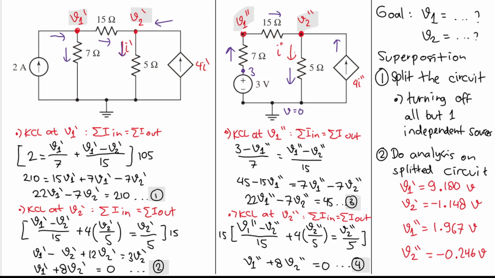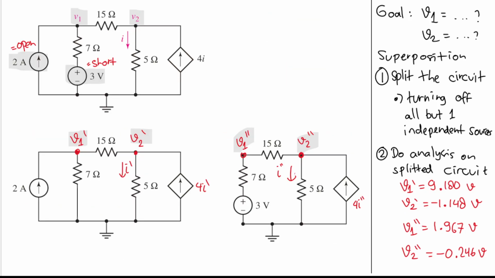Okay, let's clean up our slide first. So the last step that we need to do is just to add them up, right? Because our goal is to find out V1 and V2, not V1 prime, V2 prime, V1 double prime, and V2 double prime. So let's do the third step, which is to add them up. What is V1? V1 is V1 prime and then plus V1 double prime. Therefore, we will have our V1 here.